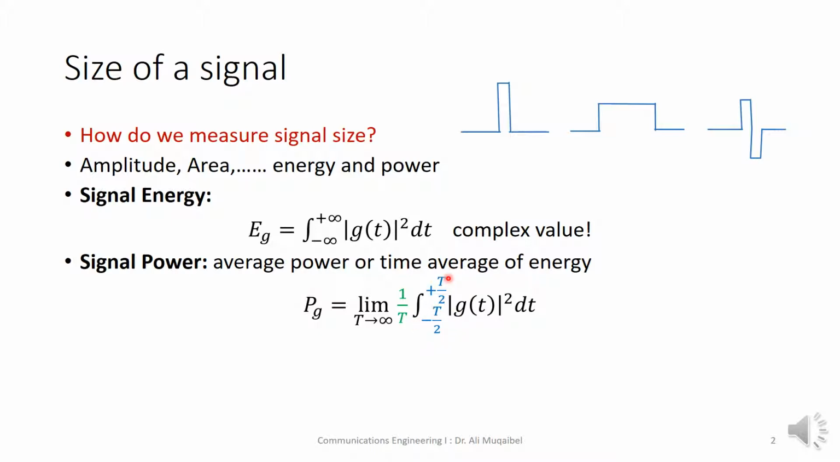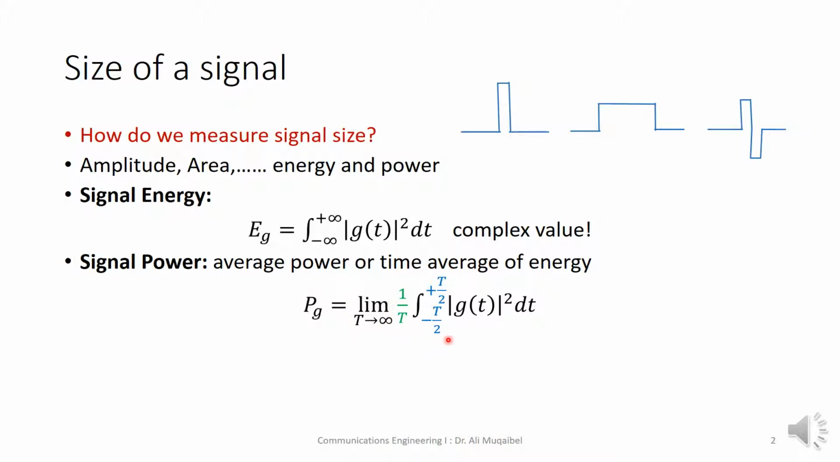You can start from minus T over 2. If your signal is periodic, capital T would represent the period. So integrate from minus T over 2 to plus T over 2. This is one full period, and you divide by T. You can go from minus T to plus T, divide by 2T. It's very important to make sure that you divide by the time, which is considered in the integration.